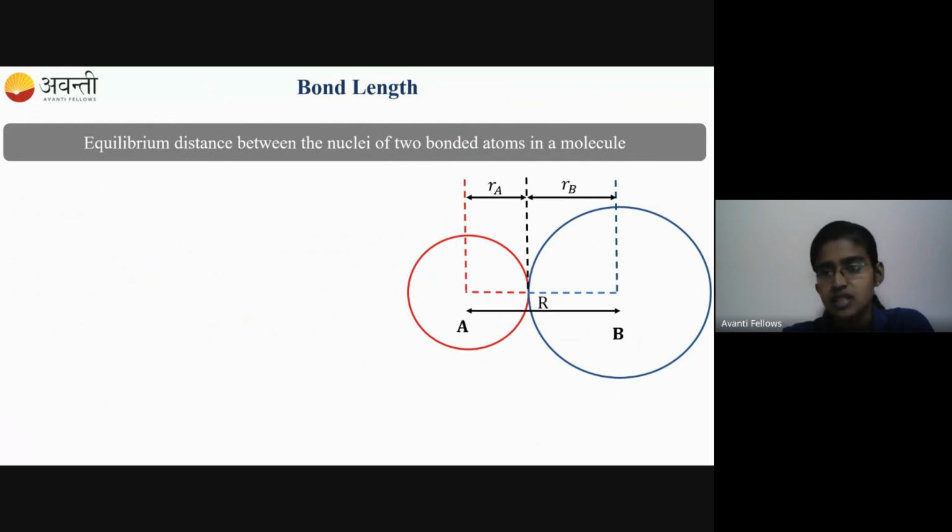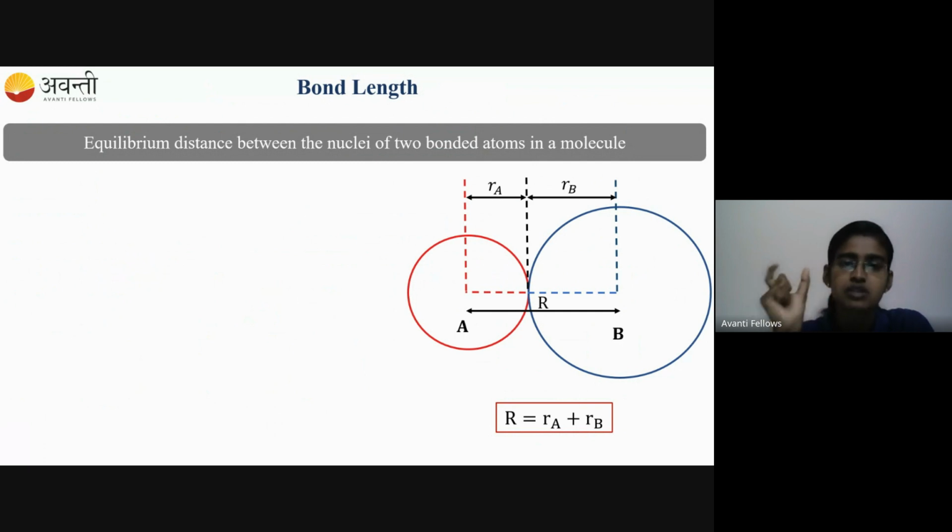Now this is R. What is this R? This R is equal to rA plus rB. So this capital R is called the bond length, that is the equilibrium distance between the nuclei of the two bonded atoms in a molecule, which is called bond length. Okay, clear?